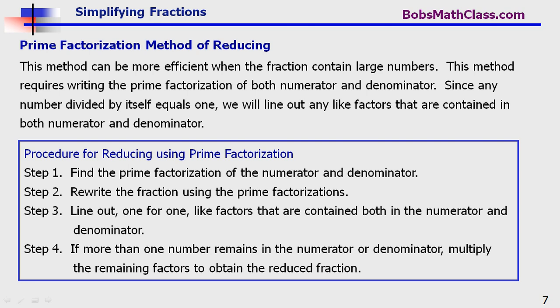Rewrite the fraction using the prime factorizations. Then step 3, line out one for one like factors that are contained in both numerator and denominator. And step 4, if more than one number remains in the numerator or denominator, multiply the remaining factors to obtain the reduced fraction. So if there's only one number, then that's the answer for that numerator. If there's two numbers, you multiply to get that result.